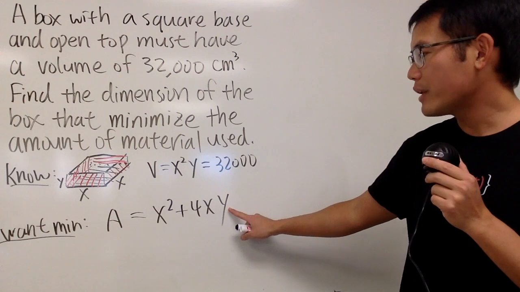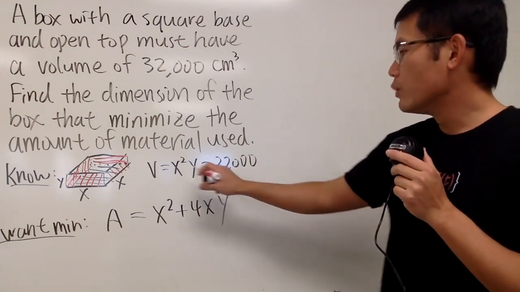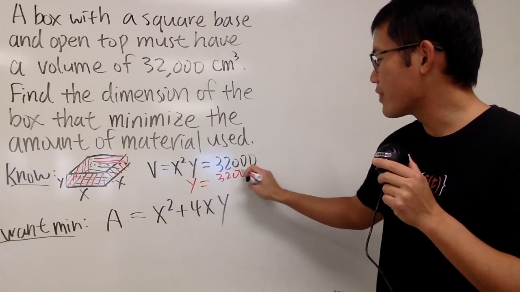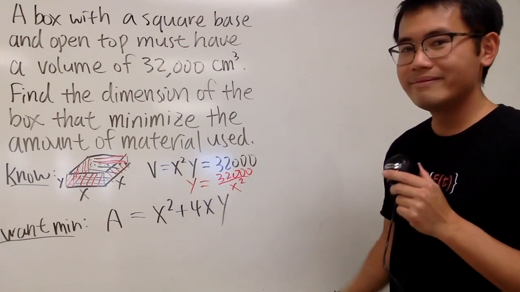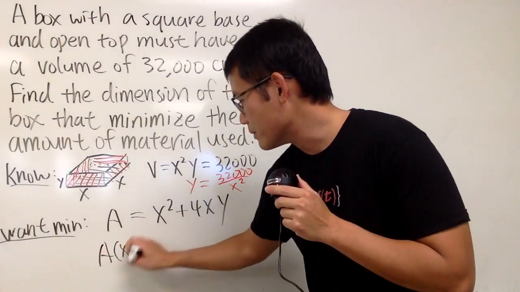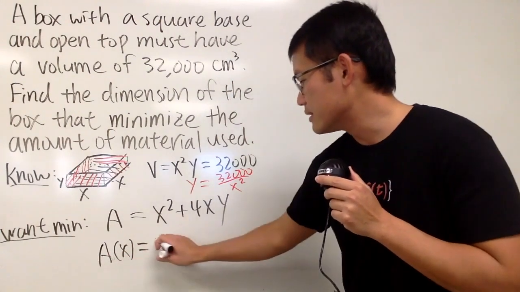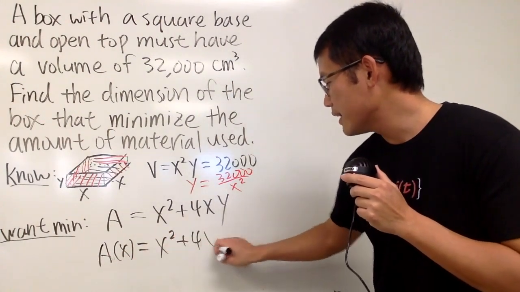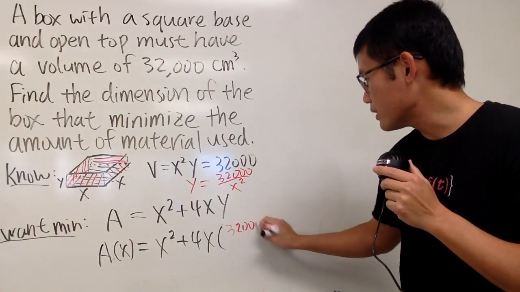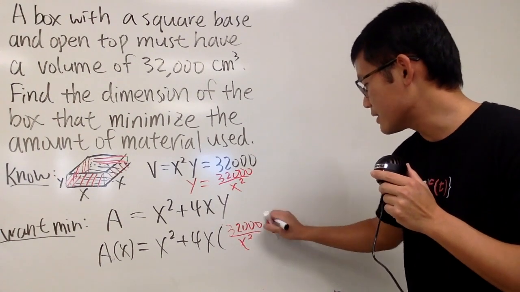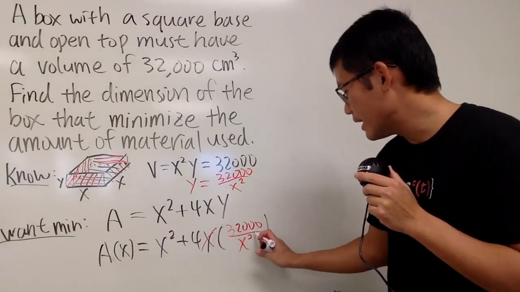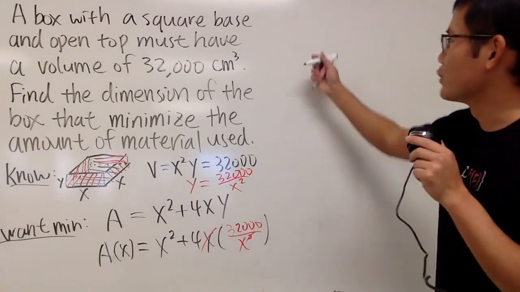As we can see, we have y right here, so let's go back to what we know. We can divide by x squared on both sides. In other words, y equals 32,000 over x squared. And then put this right there, and we will get the area in terms of just x. So A of x is x squared plus 4x times y, namely 32,000 over x squared, like this. Very nice. And of course, we can simplify this a little bit.